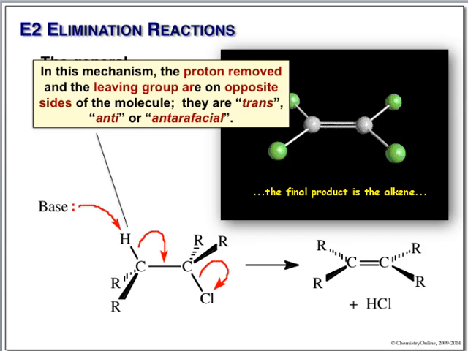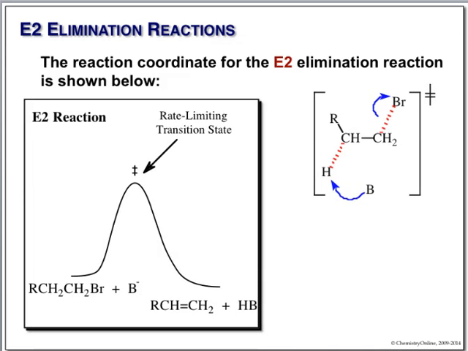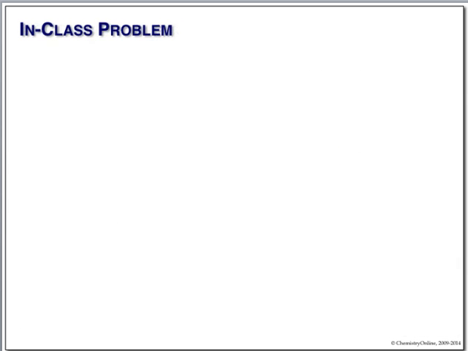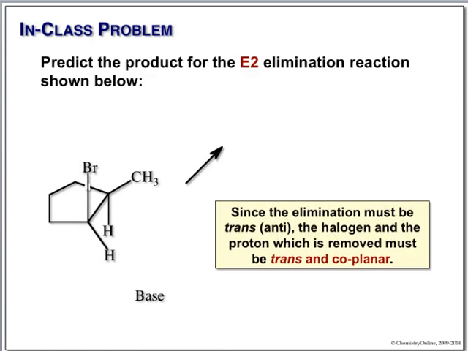Now, like I said, this is a concerted reaction, just like the SN2 was concerted. So we have only a transition state. We have no intermediate. Any questions? Well, let's go ahead and do an E2 elimination here. Go ahead and predict the product from this elimination reaction.